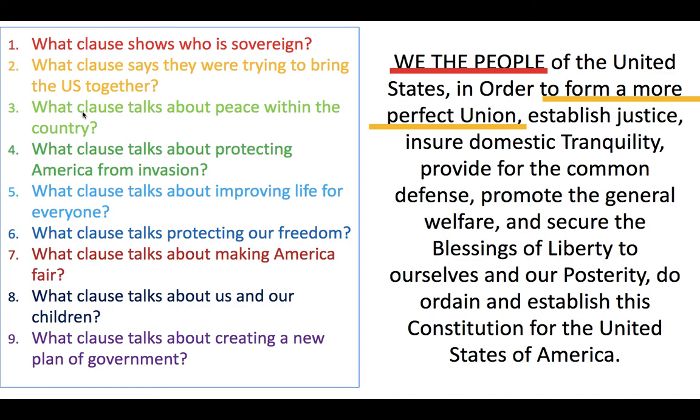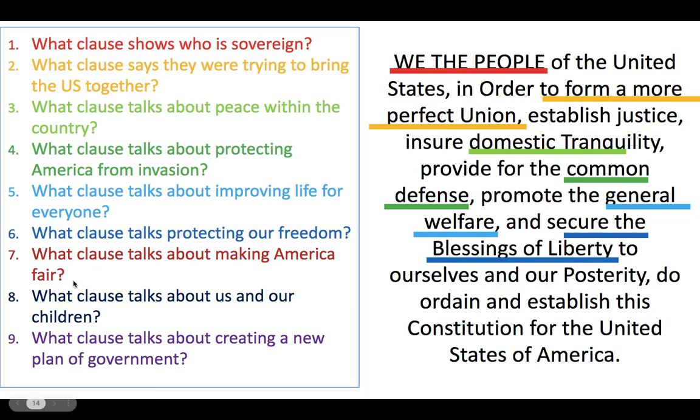Okay. What clause talks about peace within our country? So within the country is domestic, and peace is tranquility. What clause talks about protecting America from invasion? I would say it's this one, provide for the common defense. What clause talks about improving life for everyone? Promote the general welfare. What clause talks about protecting our freedom? That's secure the blessings of liberty.